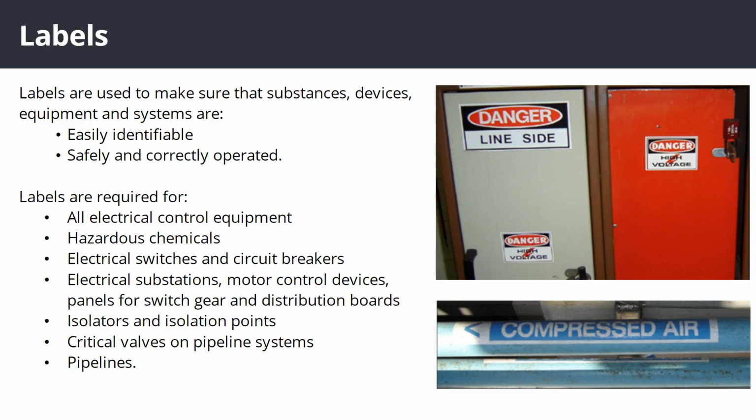Section 2. Labels. Labels are used to make sure that substances, devices, equipment, and systems are easily identifiable and are safely and correctly operated. Labels are required for all electrical control equipment, hazardous chemicals, electrical switches and circuit breakers, electrical substations, motor control devices, panels for switchgear and distribution boards, isolators and isolation points, critical valves on pipeline systems, and pipelines.